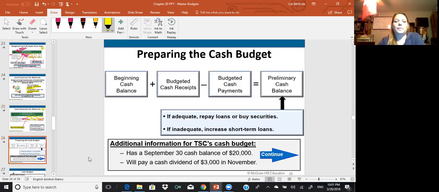All right. So now we have the cash budget. And the cash budget becomes a little bit complicated because we have these pieces from different areas. We've got the sales budget that gave us our cash receipts, and then we have the purchases budget that gave us our cash payments. And we have to put all this together. In addition, we know that we're going to start with the beginning balance of $20,000 and that we want to pay a cash dividend of $3,000 in November.